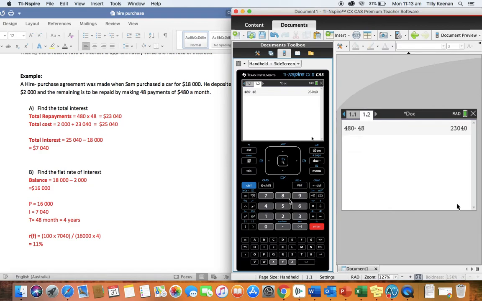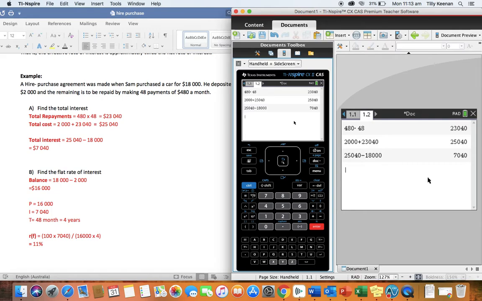So to find my total cost, I go my deposit, $2,000, plus my total repayments, which we just solved was $23,040. Okay, and this gives me my total cost, $25,040. To find my total interest now, remember the total interest is the difference between the total cost and the original purchase price. So I go total cost, $25,040, subtract my original price, which was $18,000. And this gives me my interest, $7,040.